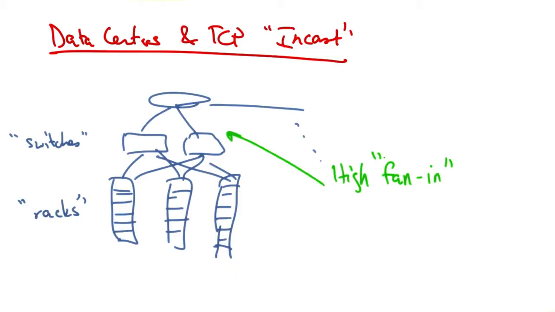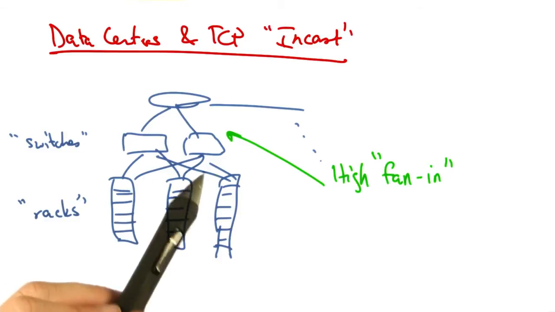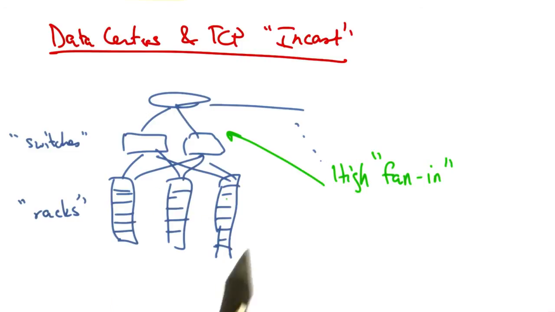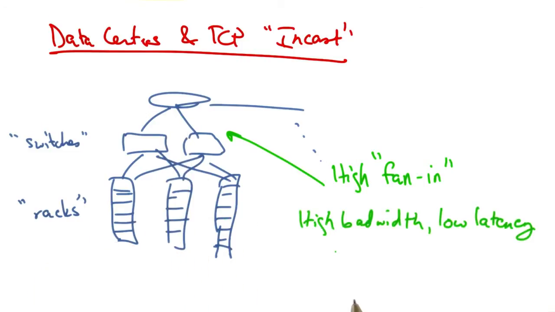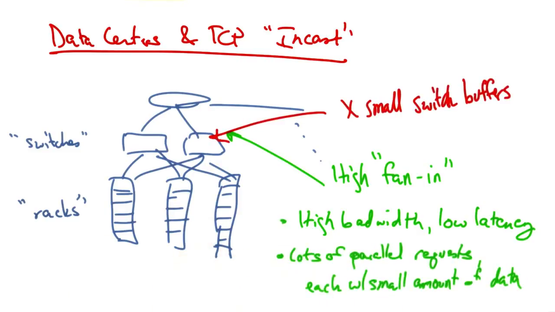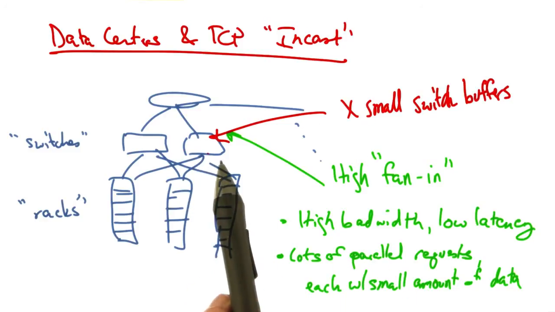Some of the characteristics of a data center network include a high fan-in. There is a very high amount of fan-in between the leaves of the tree and the top, or the root. Workloads are high bandwidth and low latency, and many clients issue requests in parallel, each with a relatively small amount of data per request. The other constraint that we face is that the buffers in these switches can be quite small.